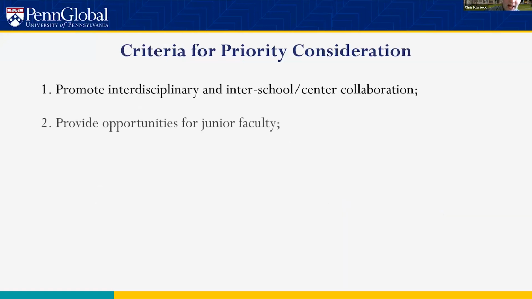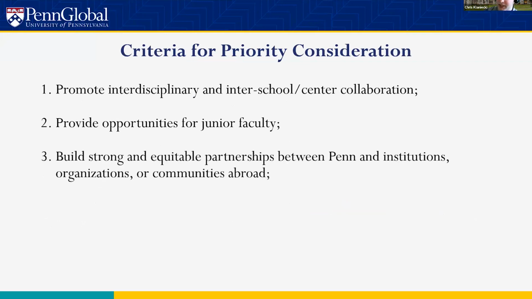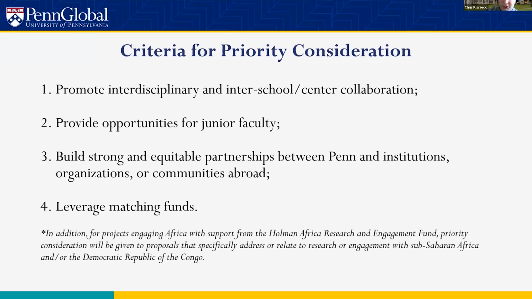If you're looking to have your application considered for priority consideration, you'll see a lot of these things here match our key objectives, and checking more of these boxes for our peer reviewers increases the likelihood that your application will be successful. We look for projects that promote interdisciplinarity and inter-school or center collaboration, ones that provide opportunities for junior faculty, so tenure track but not yet tenured. We look for, again, strong and equitable partnerships in your application, and also the leverage of matching funds.